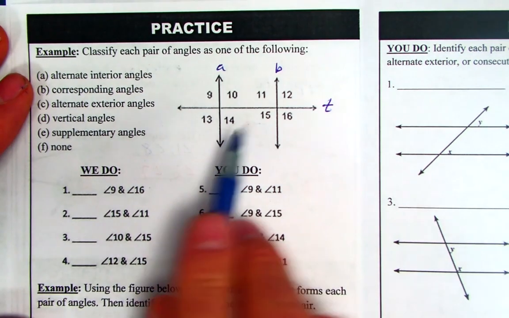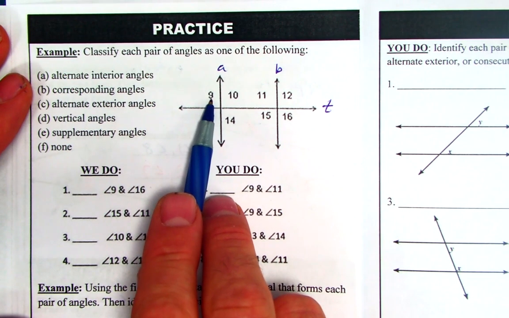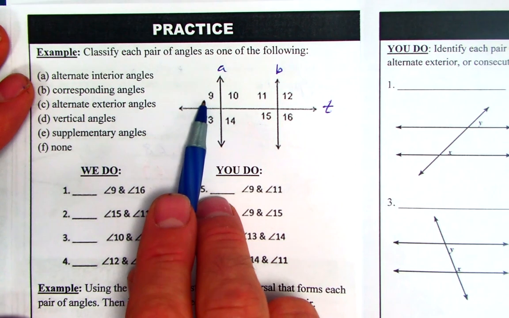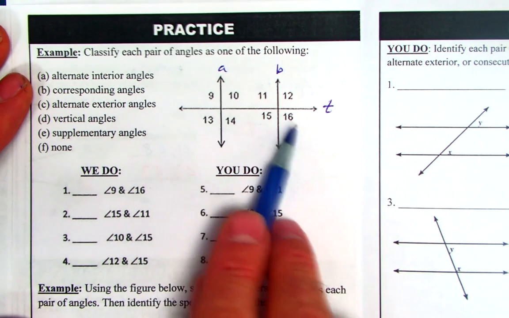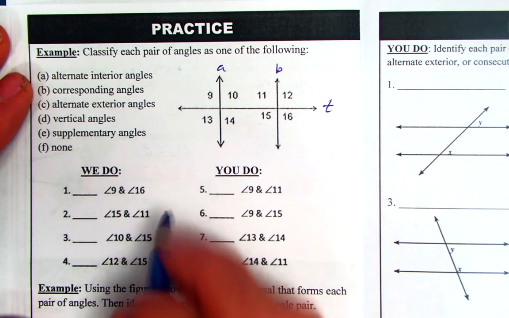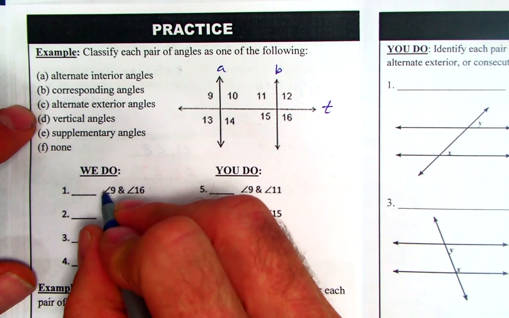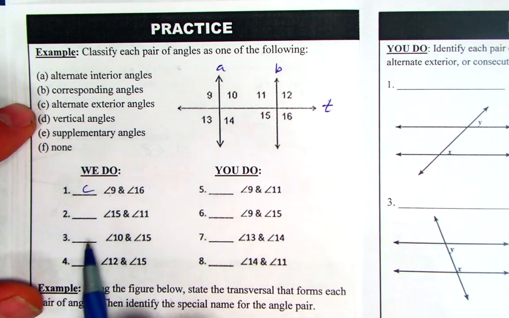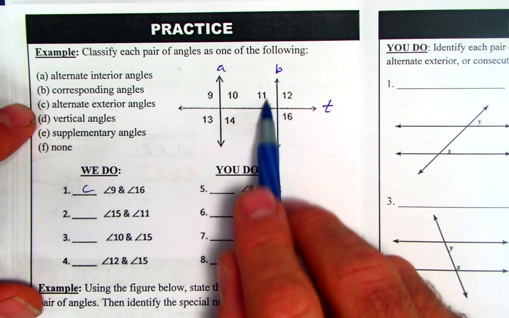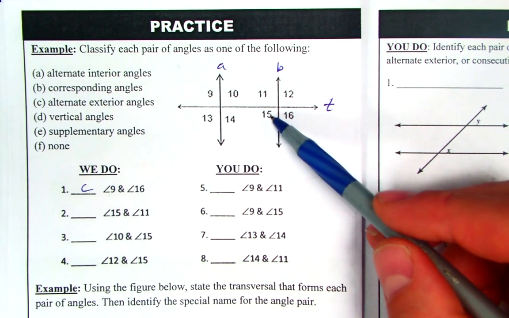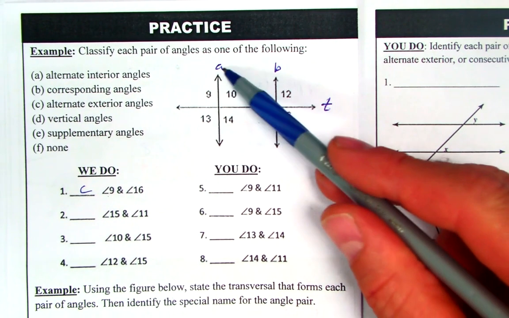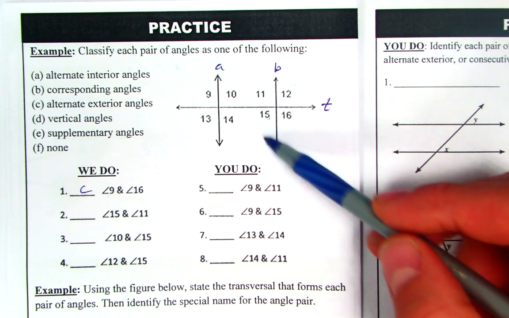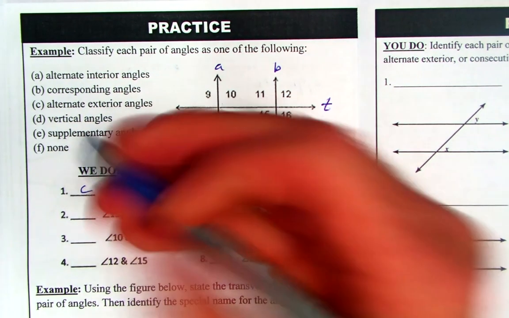Okay, so 9 and 16. Well, 9 and 16 are on the outside, so they're exterior, and they're on alternate sides of the transversal. All right, so that means 9 and 16 are alternate exterior angles. 15 and 11. Okay, well, 15 and 11 have nothing to do with A. They're just formed by B and T, and they're adjacent. So together they make a straight line. So that just means they're supplementary.